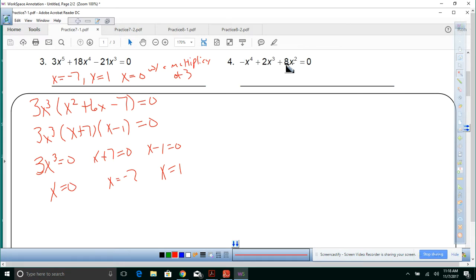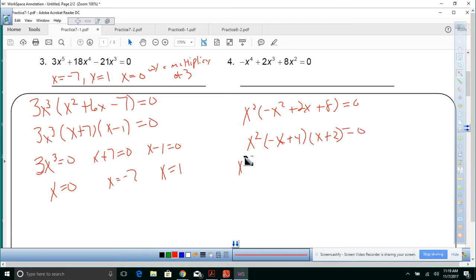Now let's take a look at number 4 here. We got 3 terms. The greatest common factor is going to be x squared, and that's going to leave you with negative x squared plus 2x plus 8, and that equals 0. All right, so you got x squared, and then the factors of 8 that would give you 2 would be negative x plus 4, and then x plus 2. Negative x would be negative 2x, and then 4x, yes, and then equals 0.